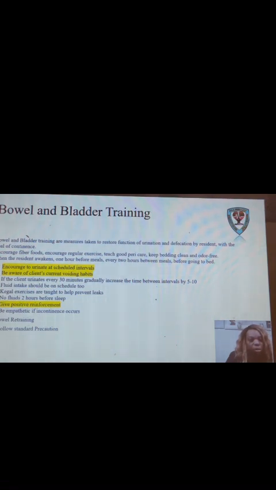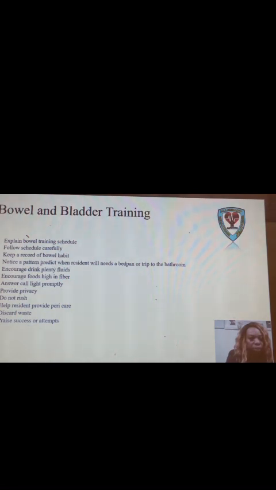In order to be compliant with your bladder training, you don't want to give the resident fluids 2 hours before they sleep. You want to remember to give positive reinforcement, be empathetic if the resident is incontinent. You want to make sure that you are following standard precautions. Make sure that you explain the bowel training schedule to the resident, just like you explained the bladder training schedule to the resident. And then you follow that schedule carefully.